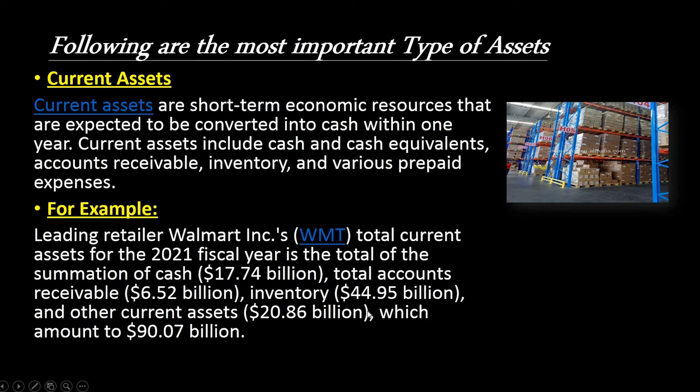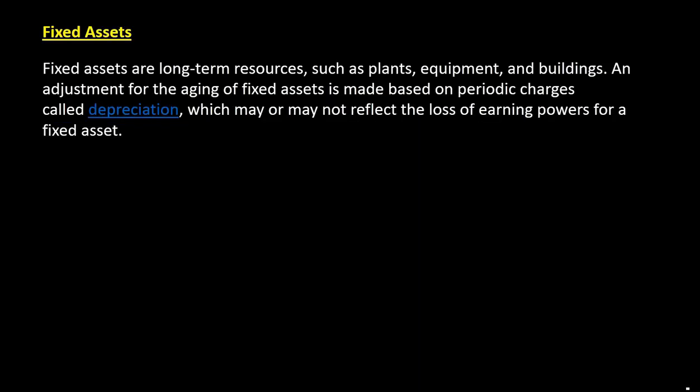I hope you guys have understood it. Now let's come to the second part. Fixed assets are long-term resources such as plants, equipment, and buildings. An adjustment for the aging of a fixed asset is made based on the periodic charges called depreciation, which may or may not reflect the loss of earning powers for a fixed asset.